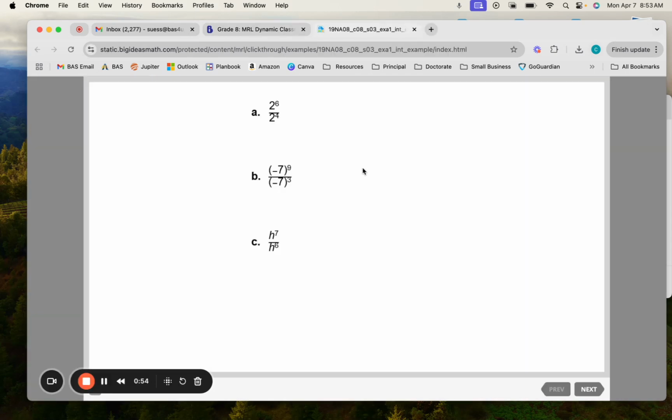All right, so let's do example 1 in your journal. We have 2 to the power of 6 divided by 2 to the power of 4. How would we rewrite this? 2 to the power of 6 minus 4. Very good. What is 6 minus 4? 2. So 2 to the power of 2 is your answer. All we're doing is simplifying.